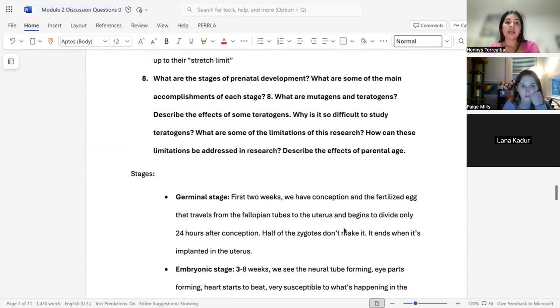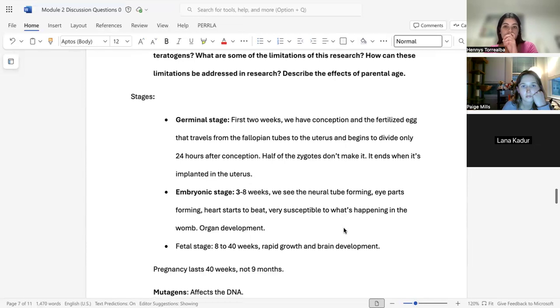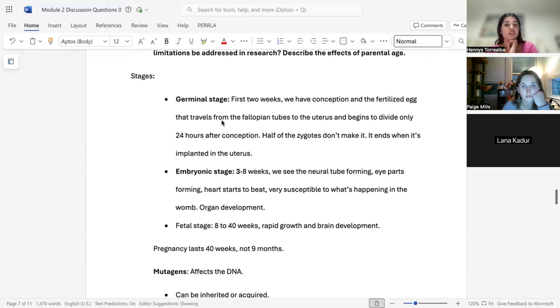Then question number 8 is what are the stages of prenatal development? What are some of the accomplishments of each stage? What are mutagens, teratogens, the effects of some of them, and why is it so difficult to study them? What are some limitations of this research, and how can these limitations be addressed in research? And the effects of parental age.